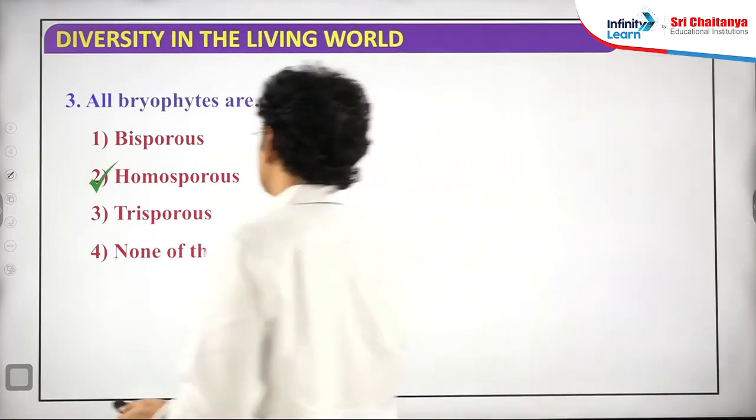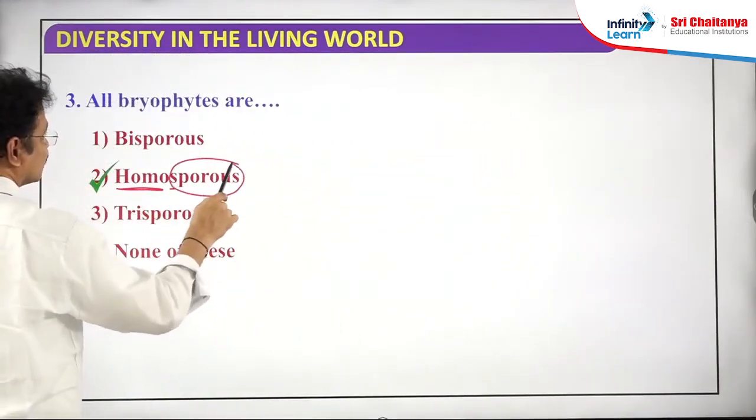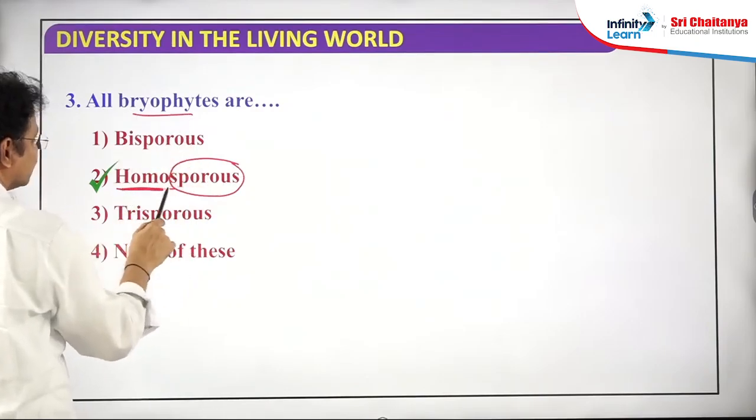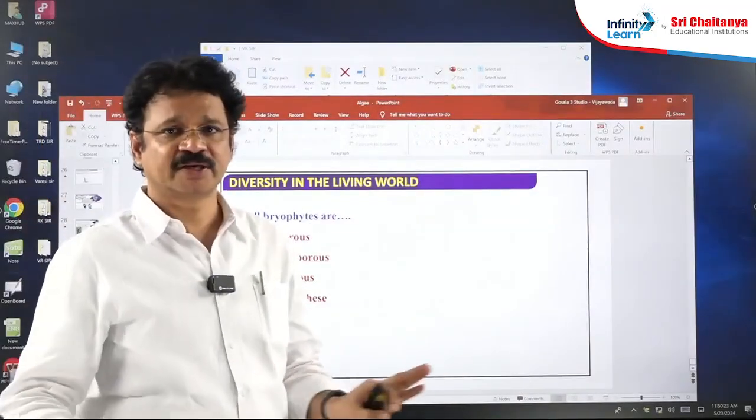All bryophytes are homosporous. One more important point: all the spores obtained from a plant body are the same kind. That is the meaning of homosporous nature. Okay, bryophytes completed.